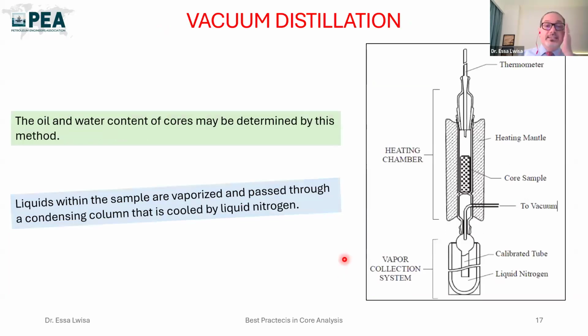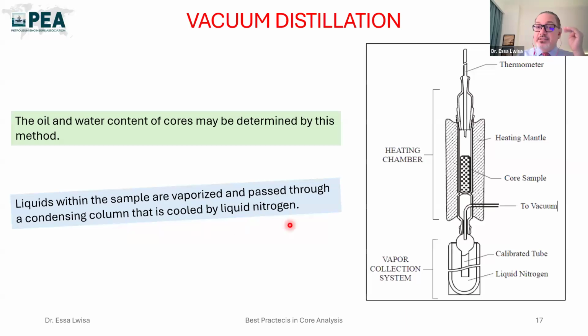Here is the vacuum distillation. The oil and water content of a core may be determined by this method, both of them. Liquids within the sample are vaporized and passed through a condensing column that is cooled by liquid nitrogen.